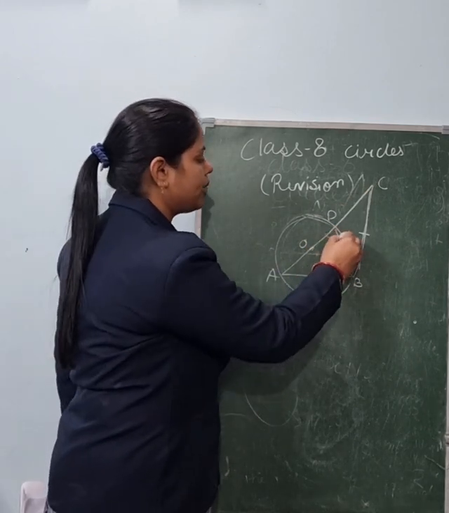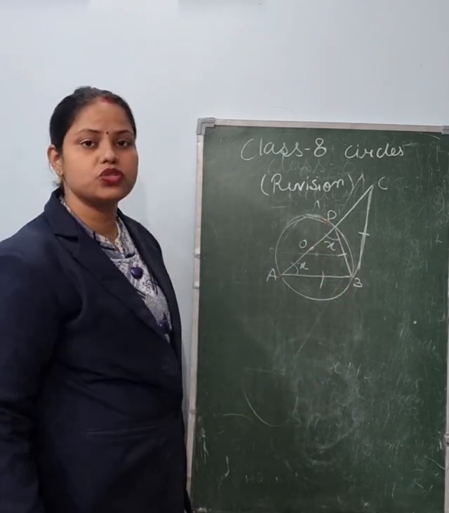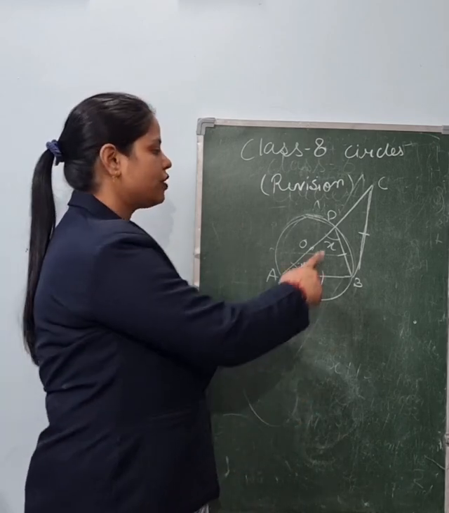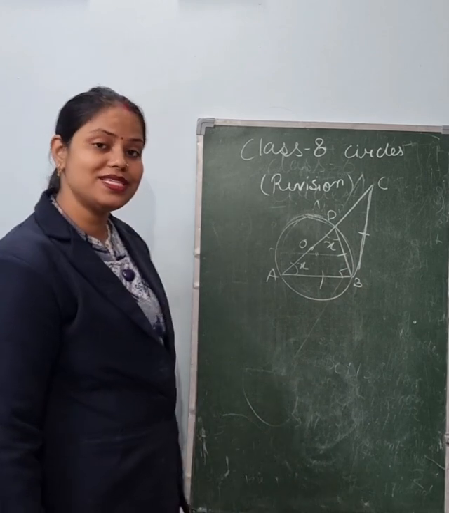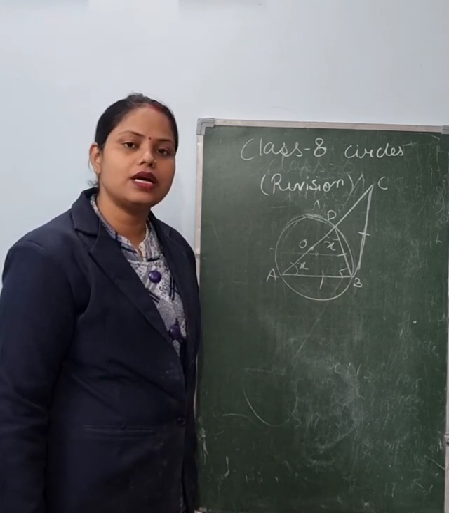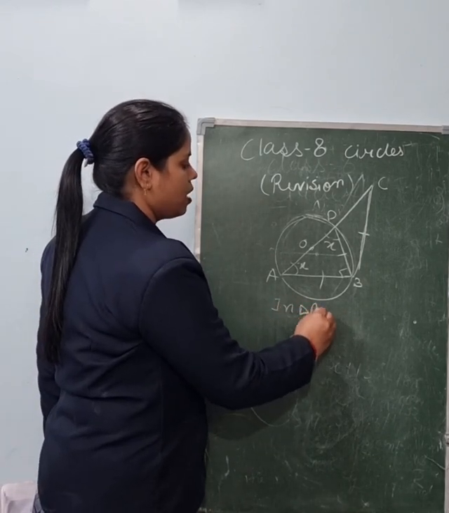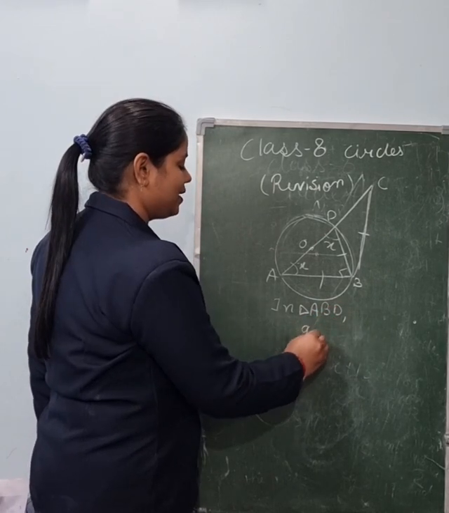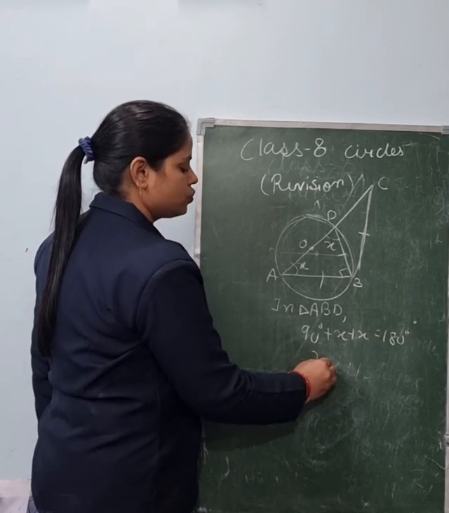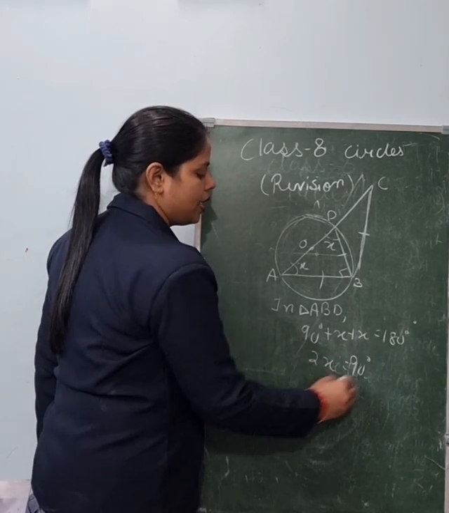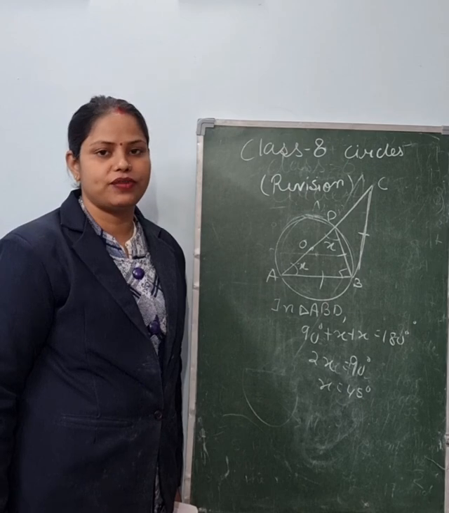So first of all I need to find out, let it be X, because AB and BD are equal. So their corresponding angles will also be equal. So I have marked this angle and this angle as X. And this angle will be equal to 90 degrees because this is an angle inside a semicircle. So in triangle ABD, 90 degrees plus 2X is equal to 180 degrees. So 2X is equal to 90, X is equal to 45 degrees. Now we have got the value of X as 45 degrees.